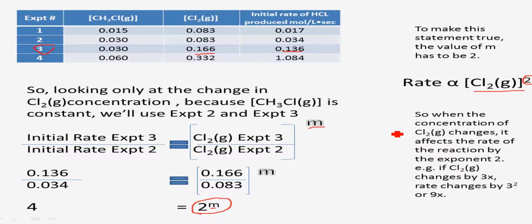What does that mean? Well, when the concentration of my Cl2 changes, the rate changes by the exponent 2. So if I triple my concentration of Cl2, my rate is going to change by a factor of 3 raised to the exponent 2, or a factor of 9. So here we see that Cl2 really does have an effect on my rate of reaction. If I change the concentration of my Cl2, my rate's going to change significantly by a factor of the exponent 2. Now we're going to look at what happens when I change the concentration of my CH3Cl.